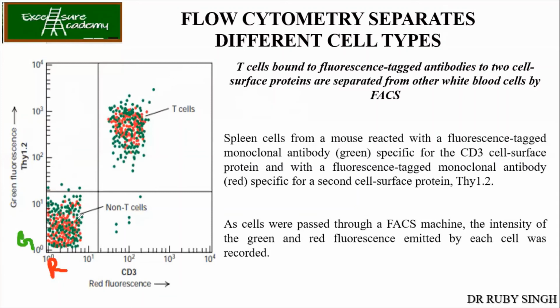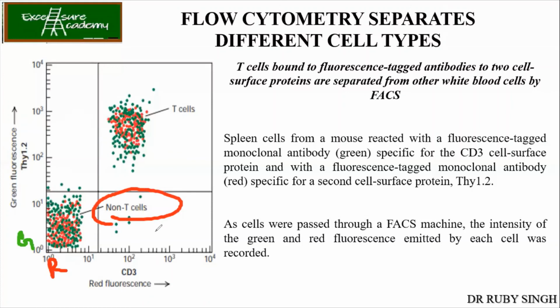So what does it mean? The number of cells which is showing green and red is very less. Are you getting the point? The number of cells which are showing only green fluorescence or red fluorescence is less. 10 raised to 0 means hardly 1 is there. So there are very few cells which are showing the green and red fluorescence. So it means they are the non-T cells.